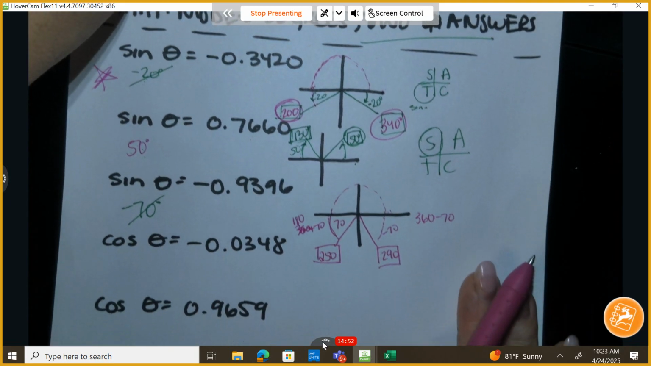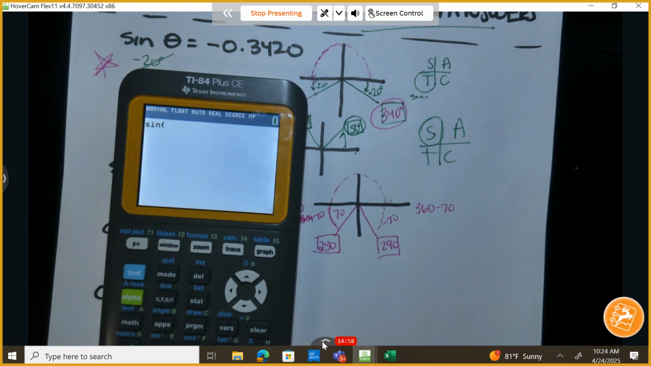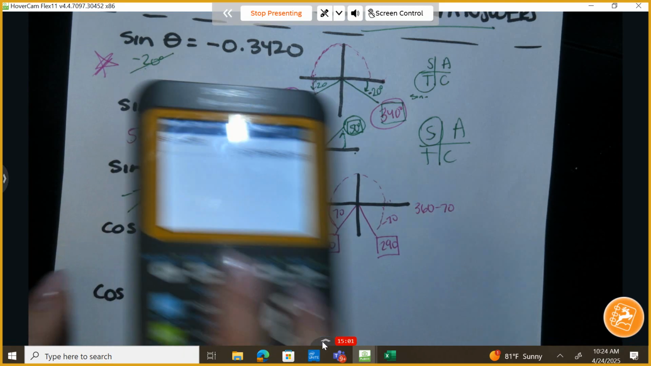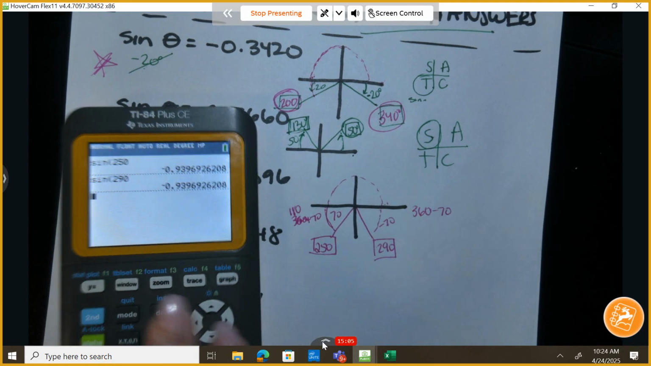Did you achieve it? Are you in degrees? I'm pretty sure, yeah. Okay, we're going to go sine. I'll just do it right here. Sine of 250. Yep, you've got it. And then sine of 290. You got it again. You just proved you got it right.